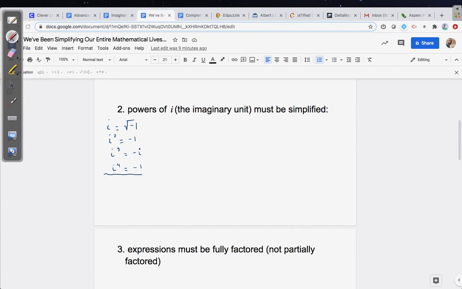After this point, if we go to i to the fifth, we just end up with i again, and i to the sixth is equal to -1. So this is cyclical. You're just repeating this cycle of 4 values over and over again. What that means is that if I am confronted with some version of i to some other power, let's say i to the 19th, then I cannot leave that in its present form. It's not wrong, but it's not simplified and therefore unacceptable.